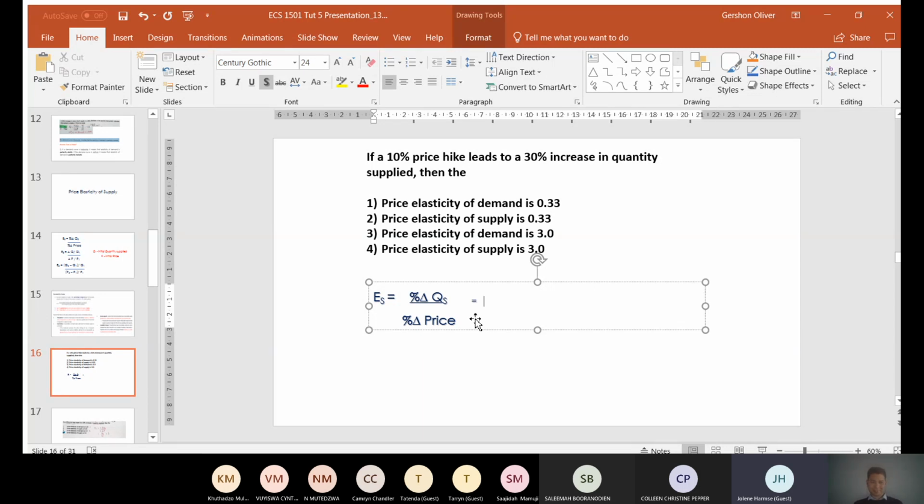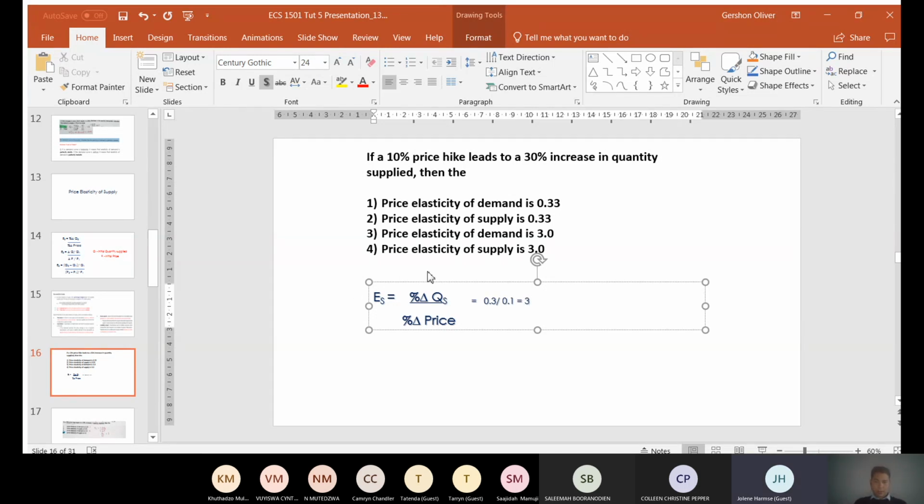It's the quantity supplied, so it's the 30%. What is 30% in terms of numbers? 30 divided by 100, which is 0.3. And the price is 10%, which is 0.1. Do you guys all understand that? And then 0.3 divided by 0.1. Did you see what I did over there? And it's 3.